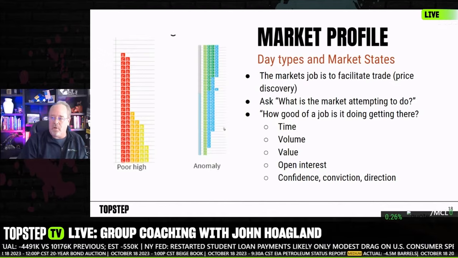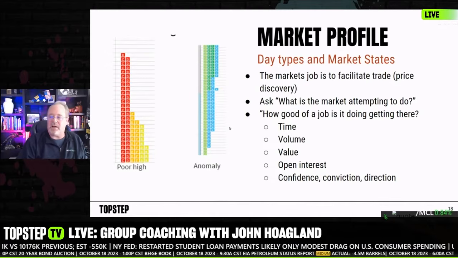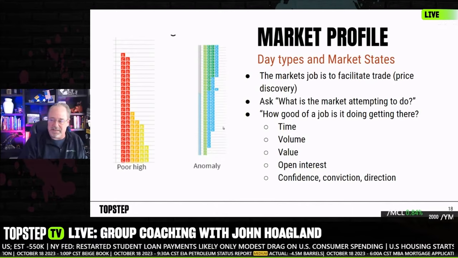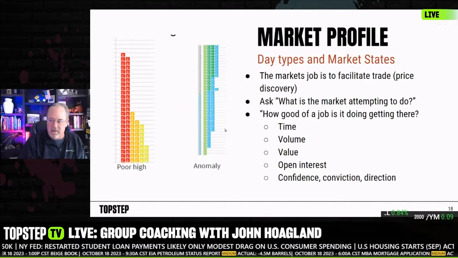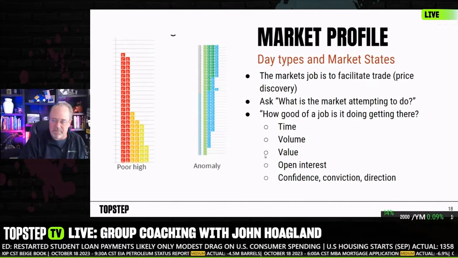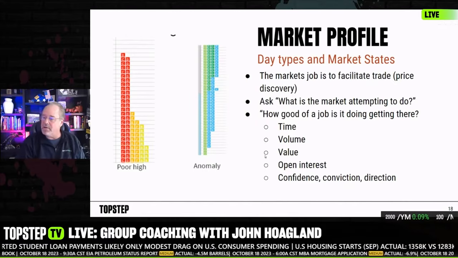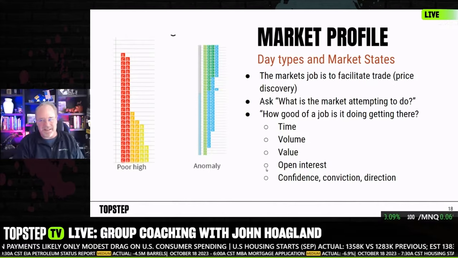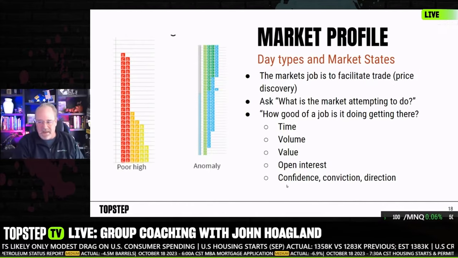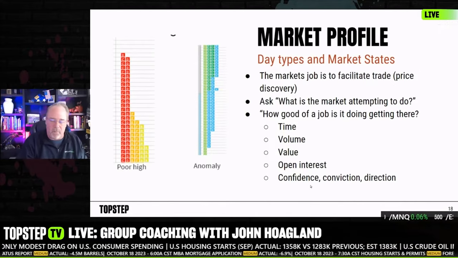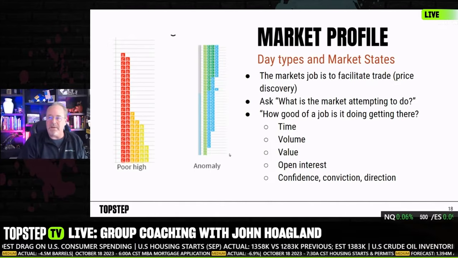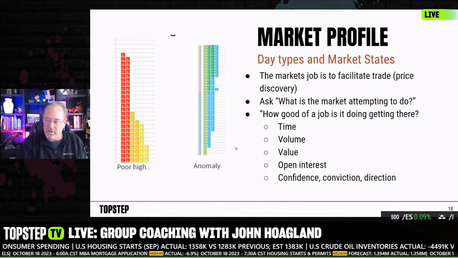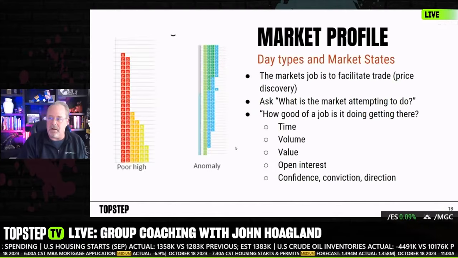Okay. So there's different things about the auction process. There's time. Is the market continuing to spend time? That's acceptance. Volume, also acceptance. Value, that's the area of value. Open interest. Is money coming in this direction or is it leaving in this direction? Confidence, conviction, direction, momentum. These are all things that we can use subjectively to look for opportunities.